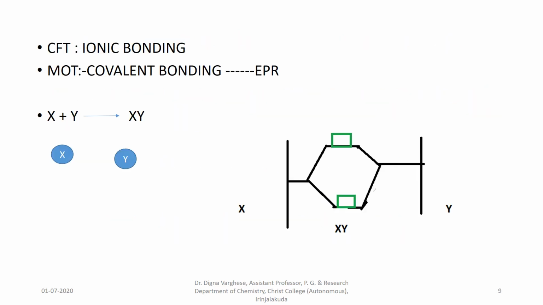There are two theories to explain the bonding in complexes. One is crystal field theory that we have already studied. According to crystal field theory, there is some electrostatic interaction between the metal and the ligands, that the bonding between the metal and the ligand involves ionic bonding. But there are some effects.